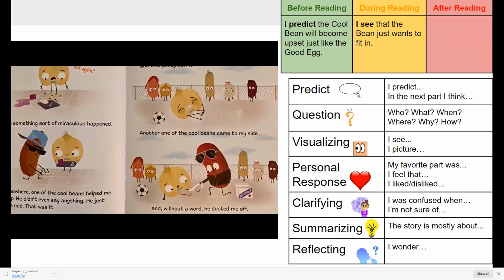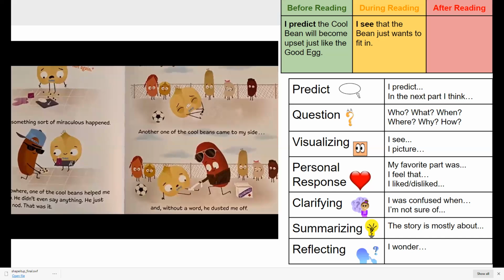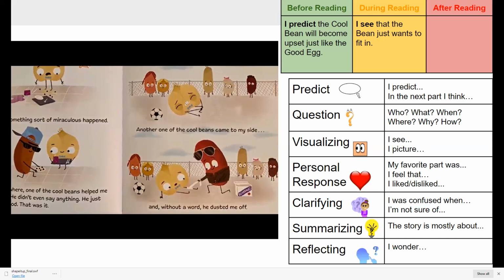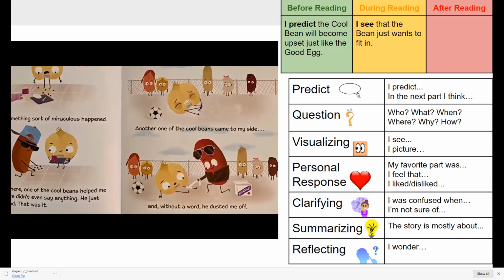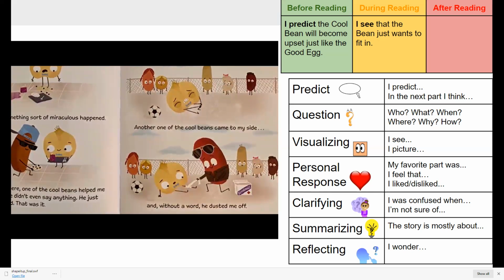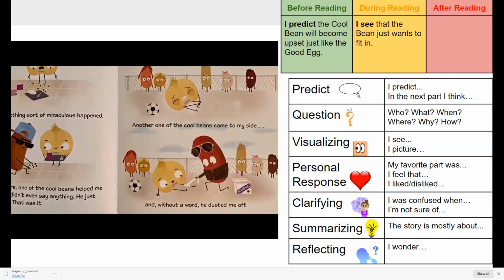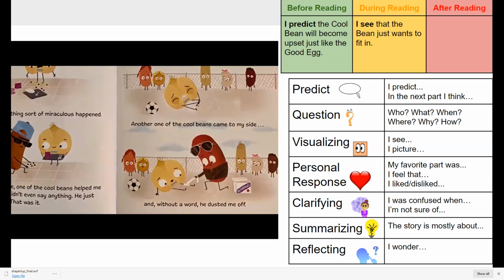Later, I was out on the playground. I tripped and scraped my knee and maybe cried a little bit, and everybody saw it. Another one of the cool beans came to my side, and without a word, he dusted me off.